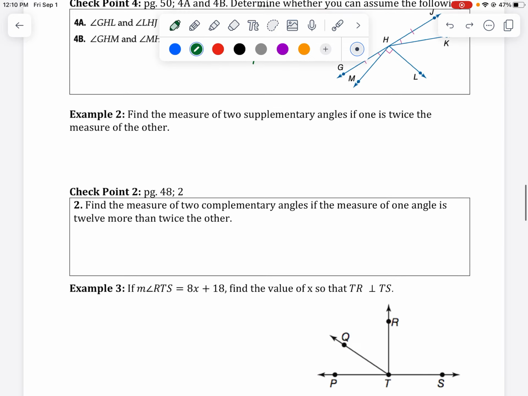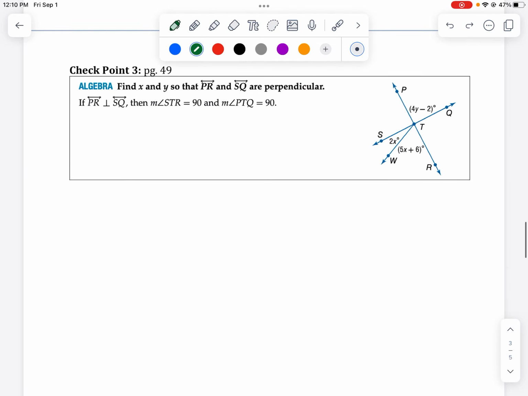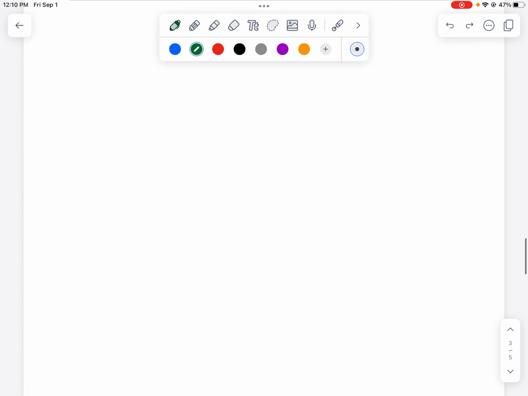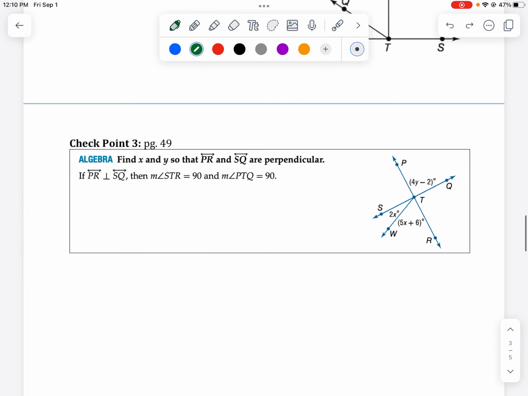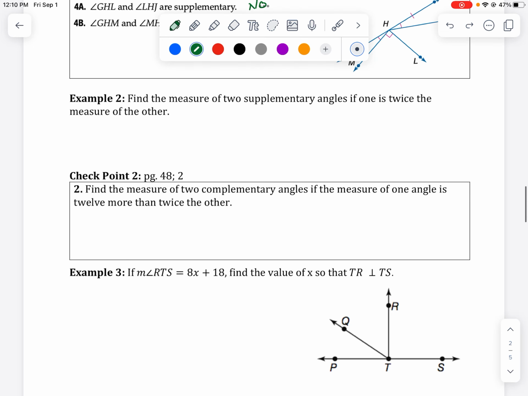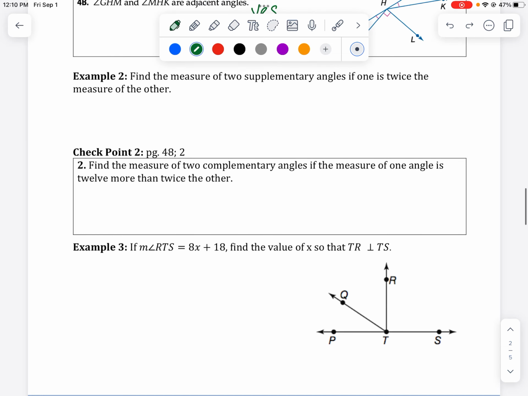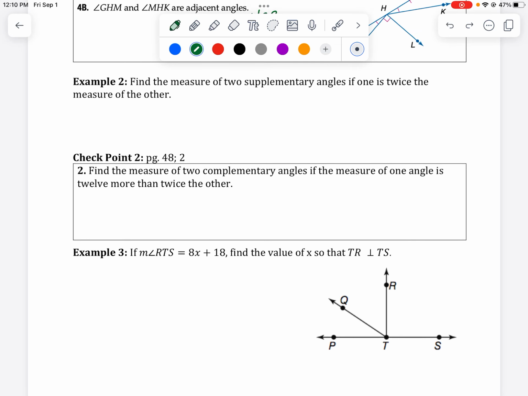All right, a couple word problems, and then we're going to do some segment or angle addition rather on the next page. So just finish this part 1, and then I'll have part 2 posted as well for the segment or angle addition postulate. So find the measure of two supplementary angles if one is twice the measure of the other. So supplementary means they make a straight line, 180.